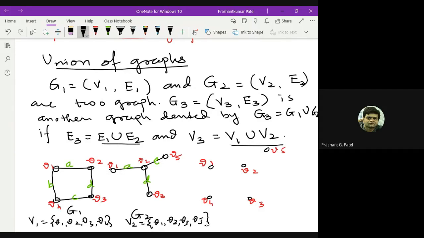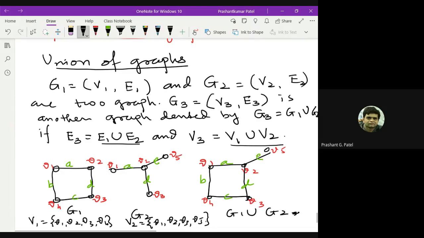According to this, the edge set will be making the union. Here the edge set is A, B, C, D. Here the edge set is A, B, D. The union of that will give you A, B, C, D, E. All these edges plus this edge. So this graph is actually the G1 union G2 graph. So the union of two graphs is defined like this. So you can say that this is A, B, C, D and E is there.